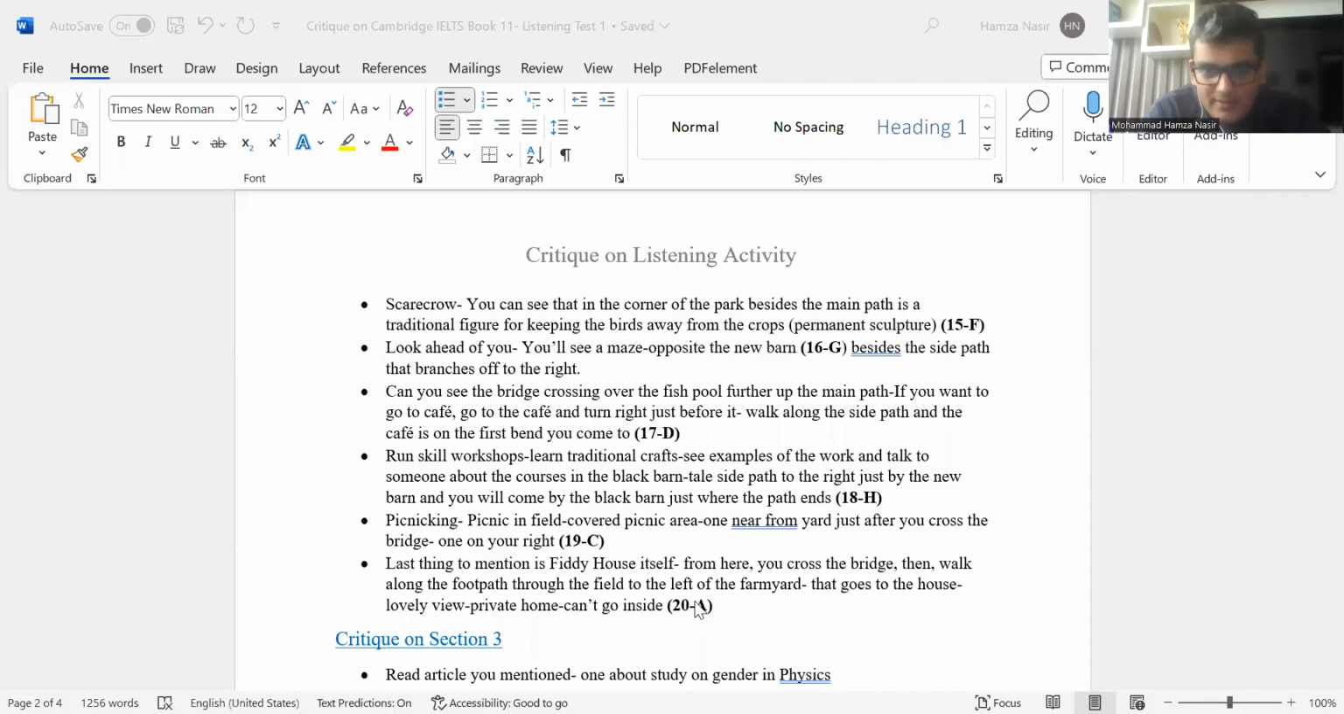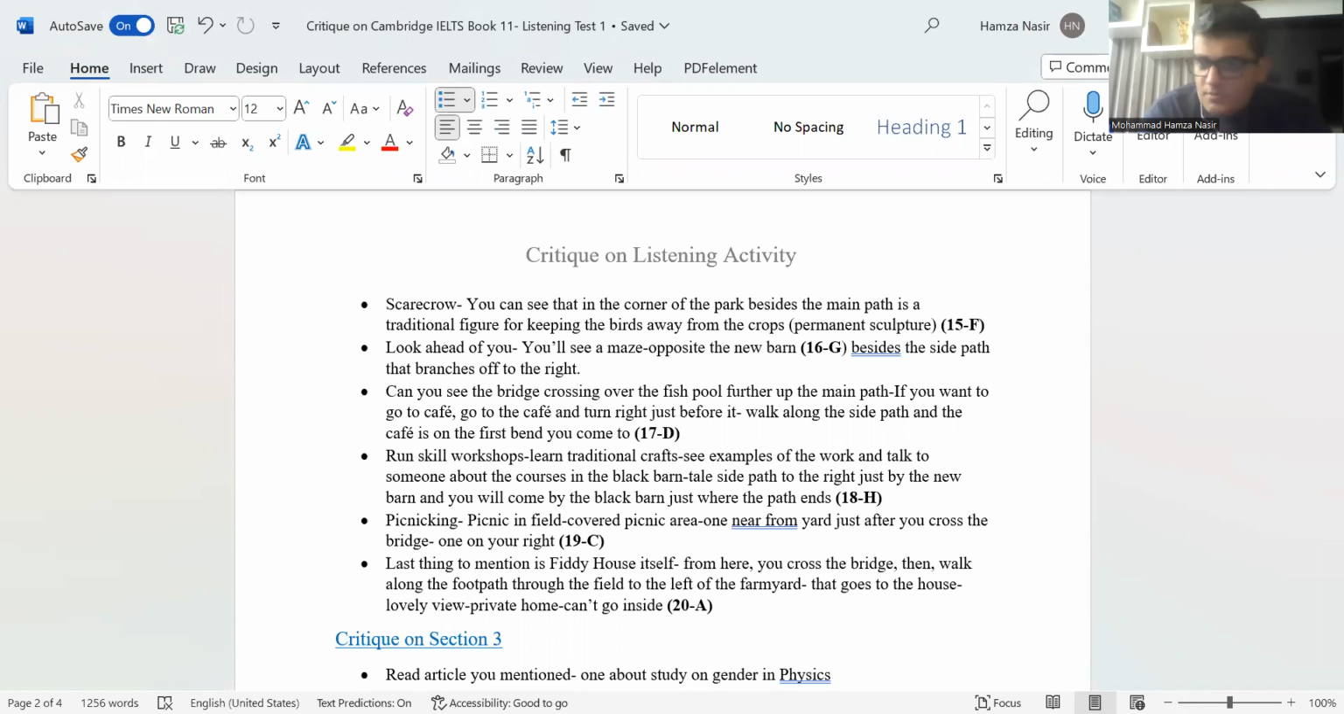Finally, you have number 20. That is Fetty House itself, its location. From here, you cross the bridge, then walk along the footpath through the field to the left of the farmyard that goes to the house. It's a lovely view, and it's a private home. So obviously, it's out of bounds. You can't just go in there. That's off limits.